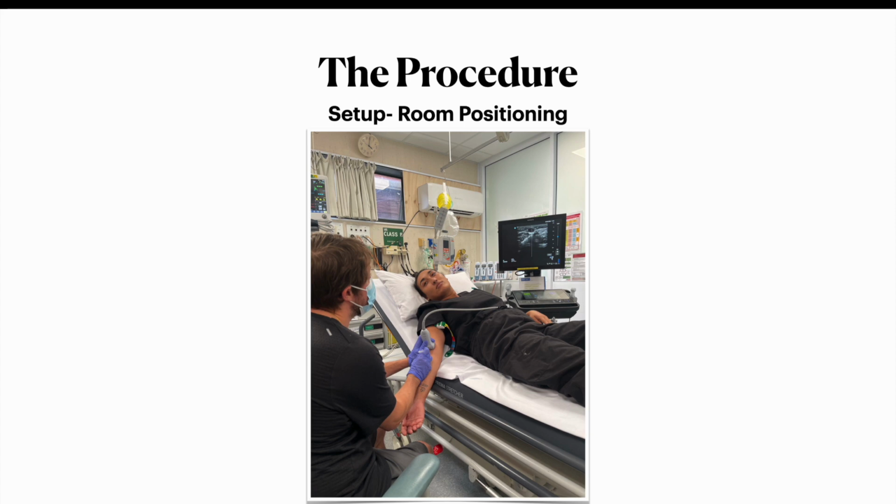Here we can see a properly positioned room. The tourniquet is nice and high on the arm and away from the field that we are attempting access on. The ultrasound probe is on the opposite side of the bed, which is in line with the direction that the needle is being inserted. And finally, the height of the bed and the head of the bed are at a comfortable height for both the patient and the proceduralist.